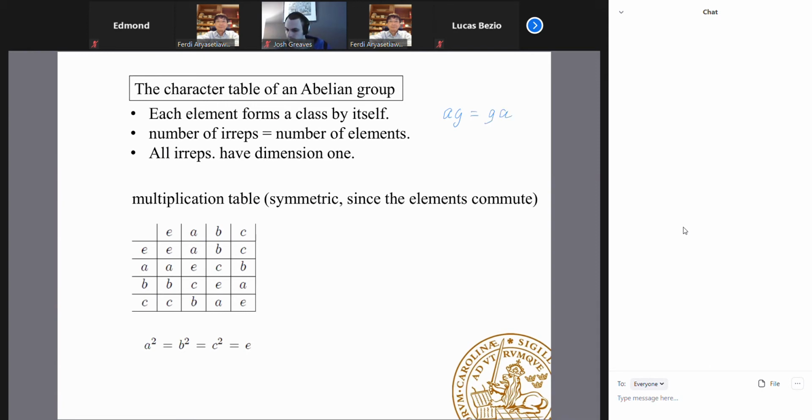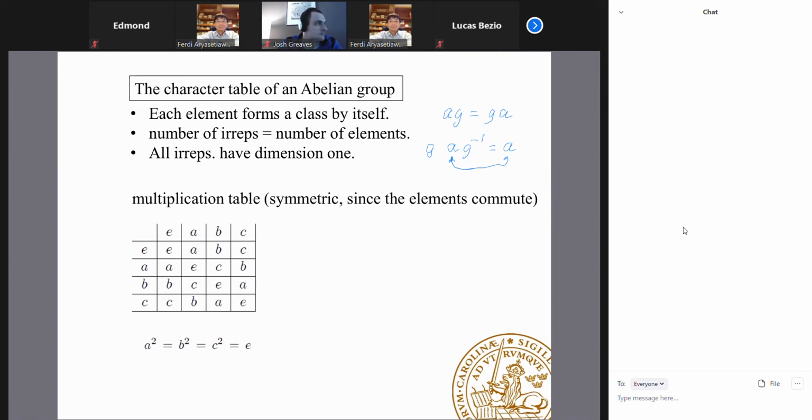So then G minus 1 is equal to itself for any G. So then an element A is always brought to itself by this similarity transformation. So each element forms a class by itself.